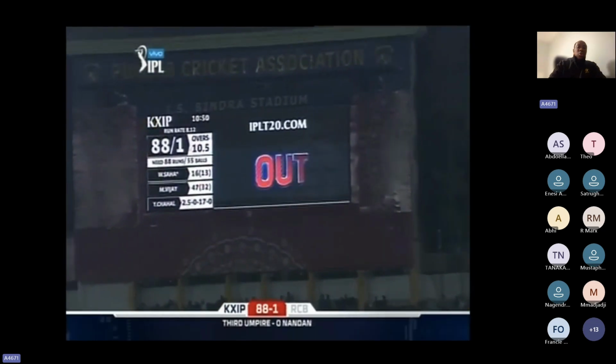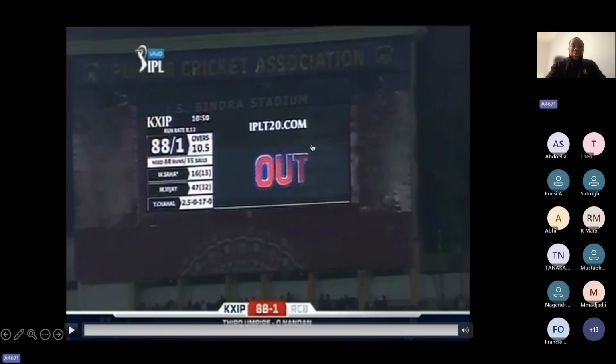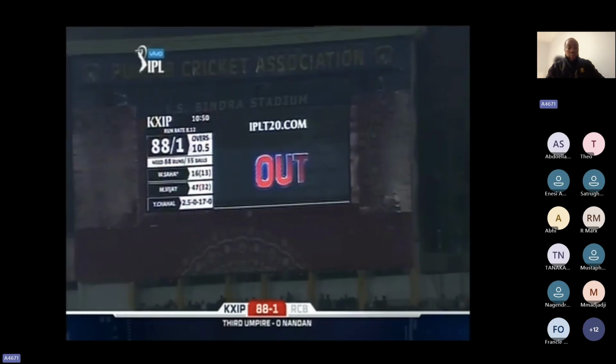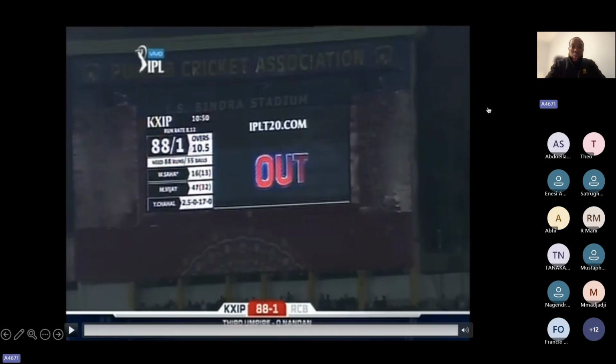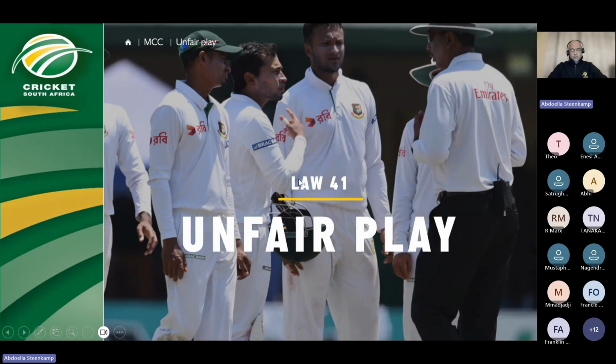Okay, please type your answer into the chat box for quiz question 39. And I will go through the answers to all of the quiz questions, mine and Abdullah's, once Abdullah has presented Law 41. So Law 41 deals with unfair play.